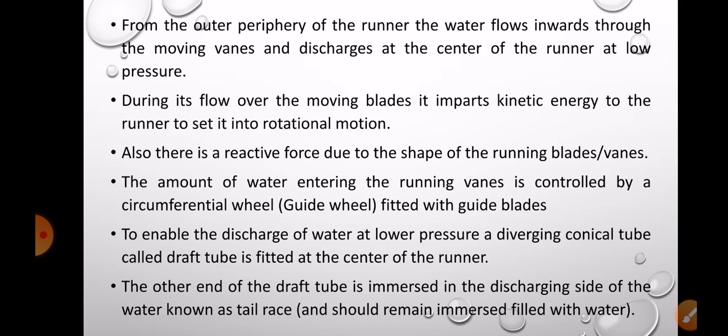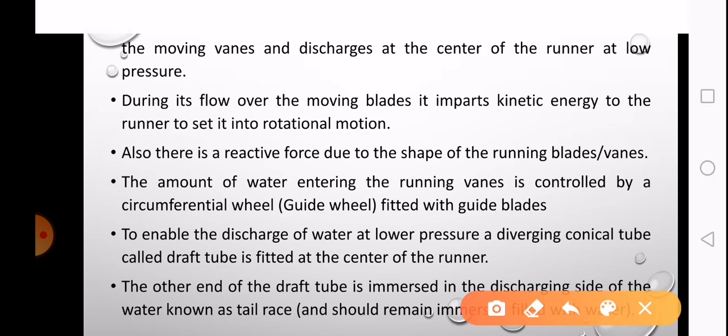Now, this is what I was discussing. That is the amount of water entering. This point is very important. The amount of water entering the running vanes is controlled by a circumferential wheel fitted with the guide blades. And the discharge of water at a lower pressure takes place through a diverging conical tube, which is called the draft tube. The name of that is the draft tube.